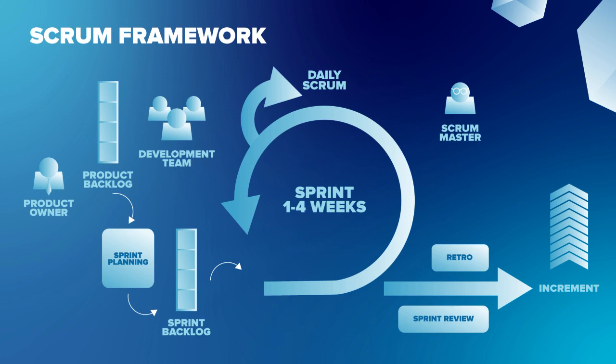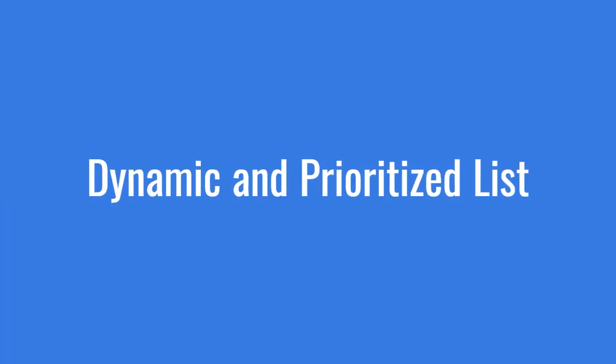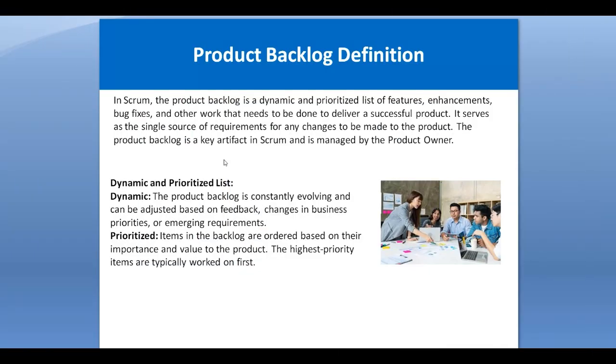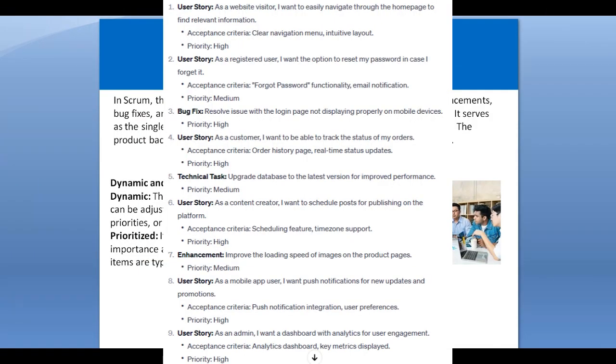Okay, now the dynamic and prioritized list. First thing is that, friend, product backlog is dynamic in nature, meaning it is constantly evolving and changing based on feedback, changes in business priorities, or emerging requirements. Whenever we do the sprint review session with the customer and the stakeholders, based on their feedback we can evolve and change the product backlog.